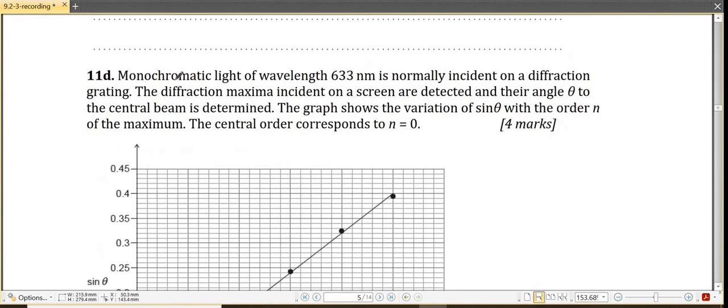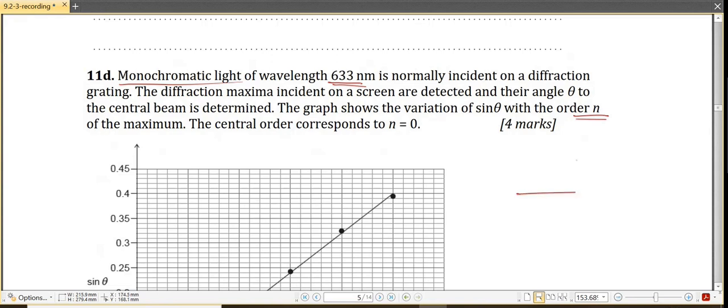Now, 11D. Monochromatic light again. Monochromatic light means light of a single wavelength. The wavelength is 633 nanometers, normally incident on a diffraction grating. The diffraction maxima on a screen are detected, and their angle theta to the central beam is determined. The graph shows the variation of sine theta with the order n of the maximum. The central order corresponds to n equal to 0.